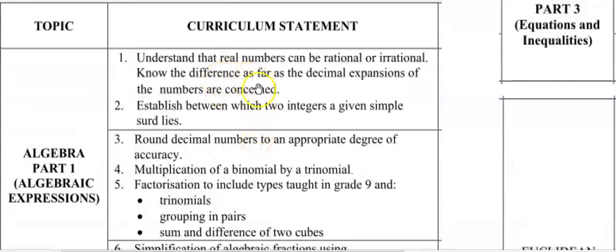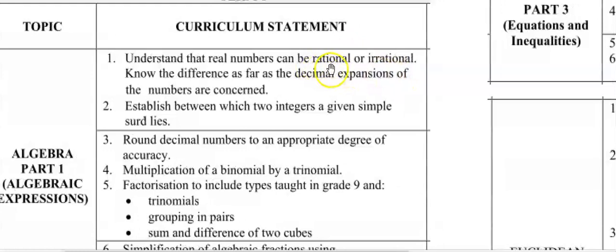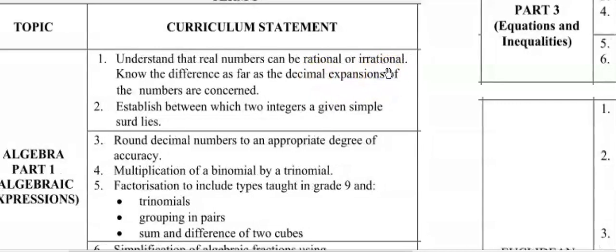Now, the first thing that we have to understand is our definition of rational and irrational numbers. Remember that a rational number is any number that can be expressed in the form a over b, where a and b are both integers, and b is not equal to 0. Remember, an irrational number is any number that has a non-recurring or non-terminating decimal value.